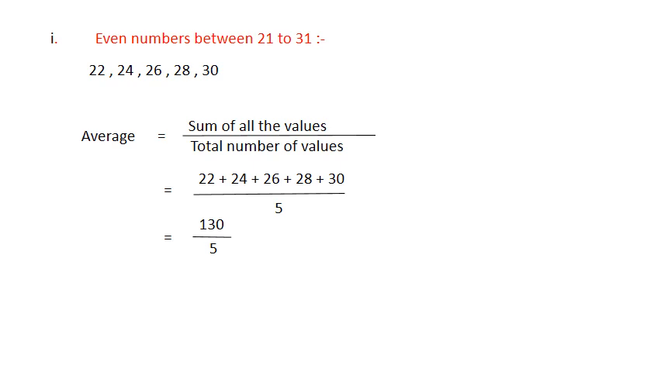Come on, start doing this. 130 divided by 5. So 130 divided by 5 is 5 2s are 10 and 5 6s are 30. So your answer is 26. So we'll write down here: average of 22, 24, 26, 28 and 30 is 26, or we can write down average of even numbers between 21 and 31 is 26.